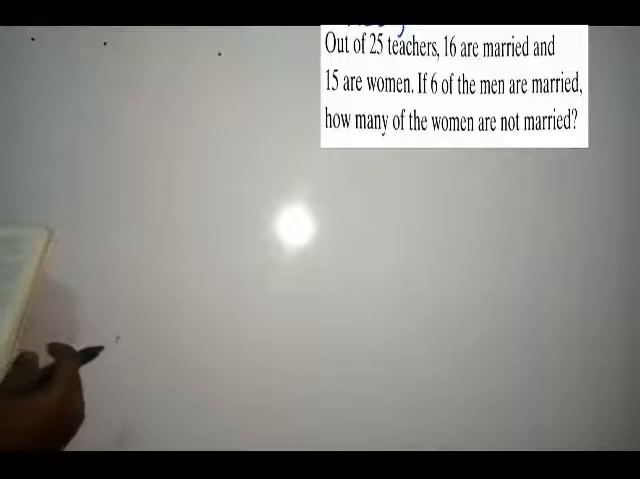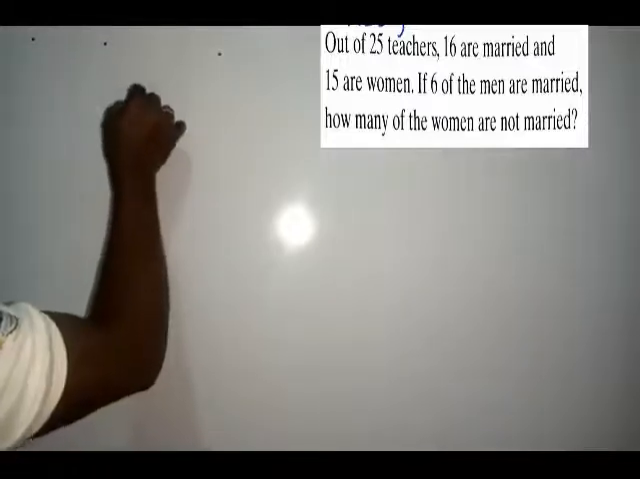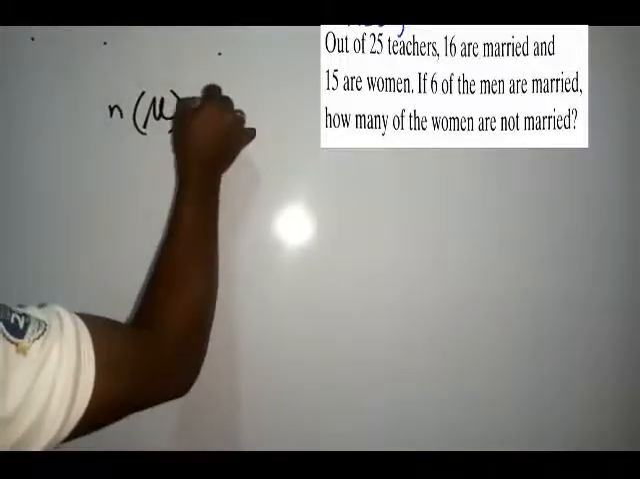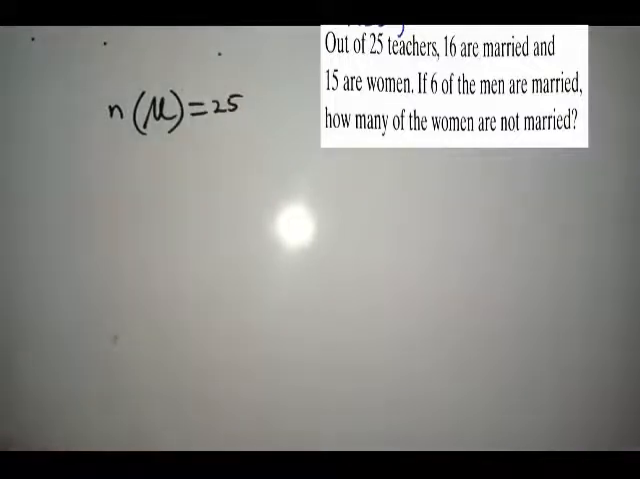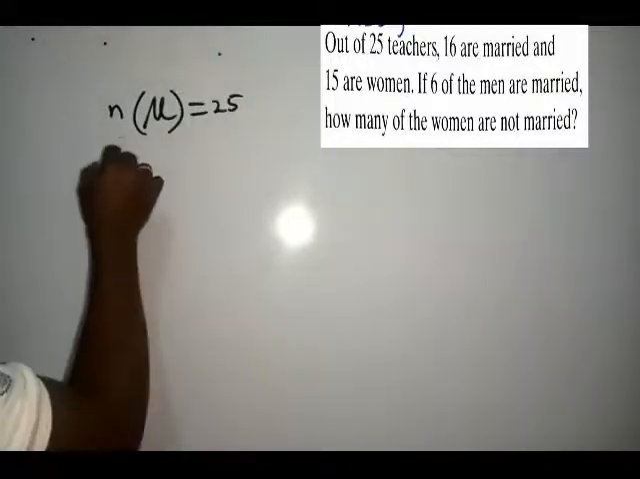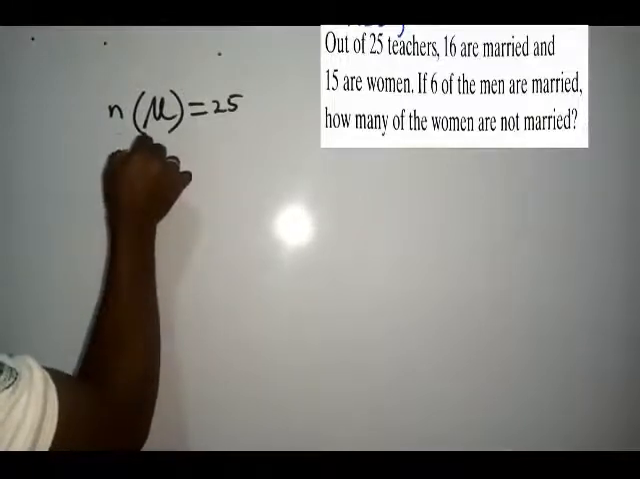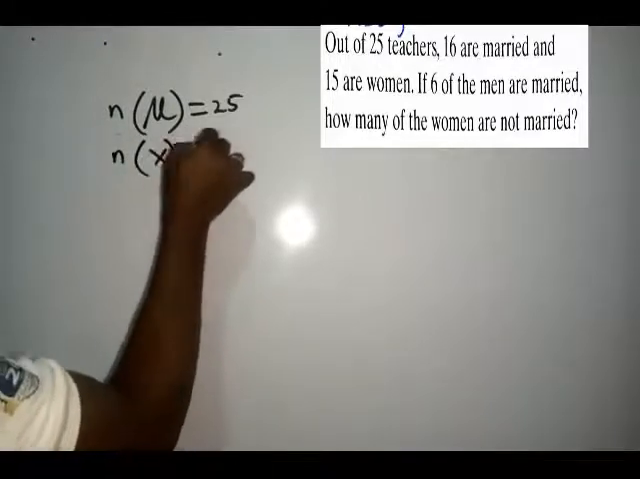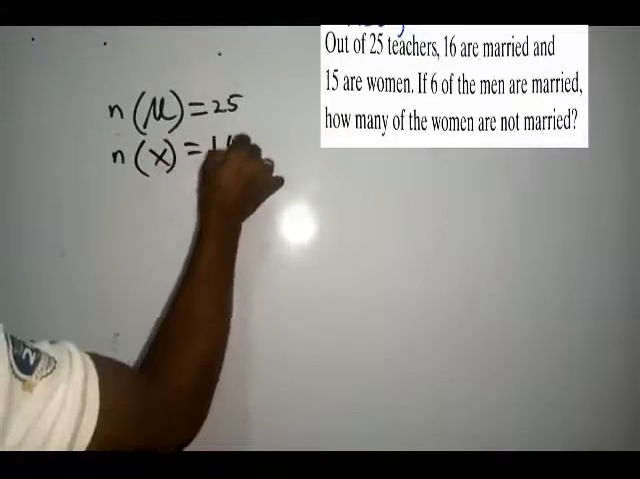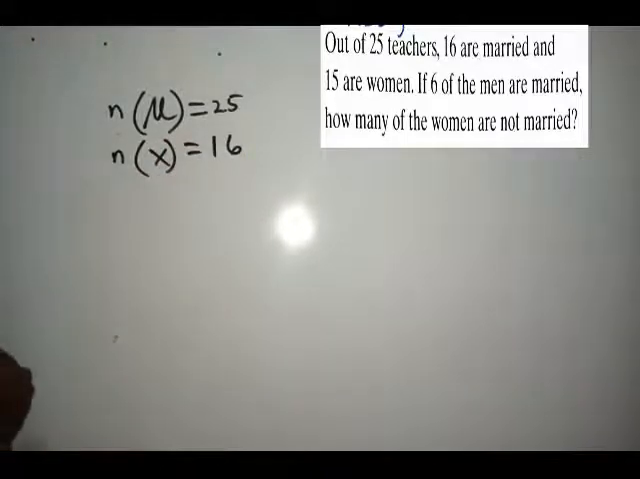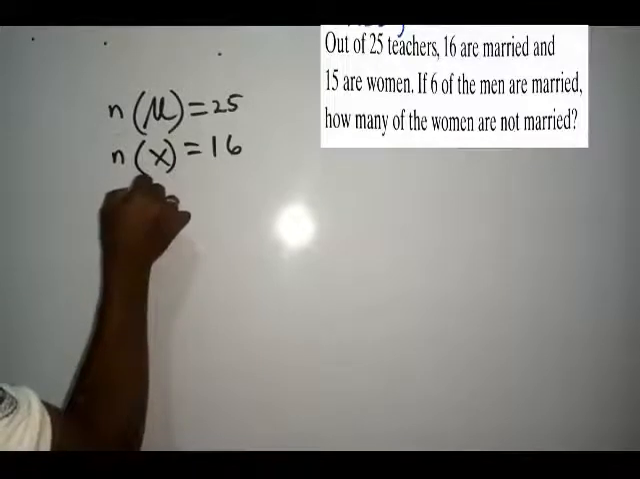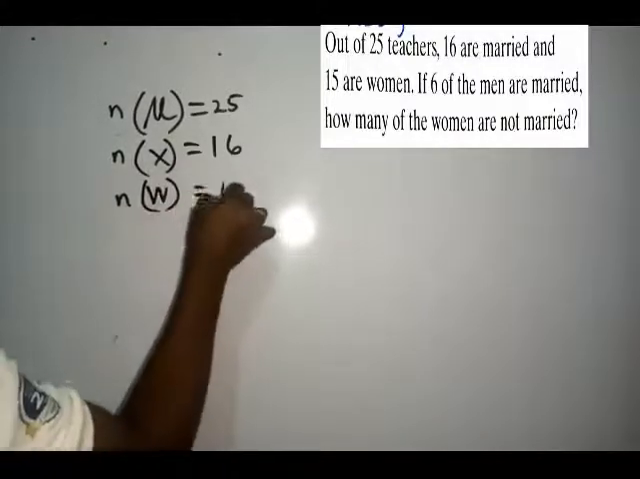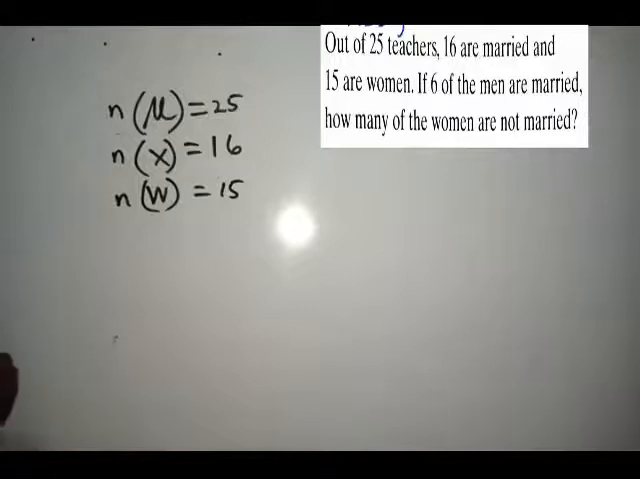26 students. All right. In this question, we are told that out of 25 teachers, the number of all the teachers, 25, 16 are married. Number of married, let's represent married with x. And we are told that 16 of them are married. 15 are women. Number of women are 15. Then we are also told that 6 of the men are married.